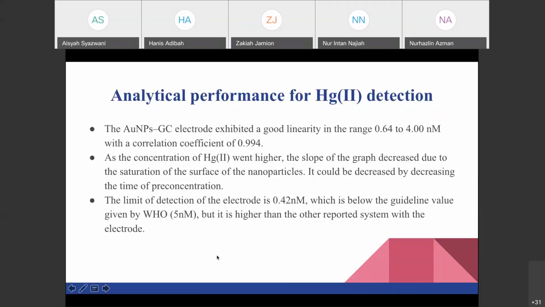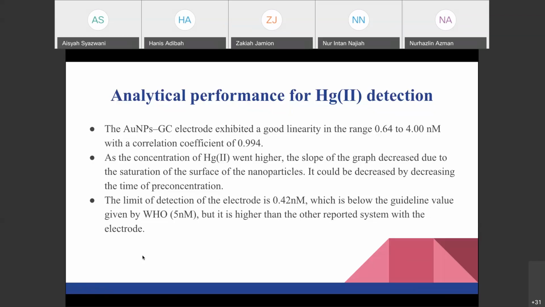For the analytical performance for mercury 2+ detection, the gold nanoparticle glassy carbon electrode exhibited a good linearity in the range of 0.64 to 4.00 nanomolar with a correlation coefficient of 0.914. Next, as the concentration of mercury 2+ went higher, the slope of the graph decreased due to the saturation of the surface of the nanoparticle. It will be decreased by decreasing the time of the pre-concentration.